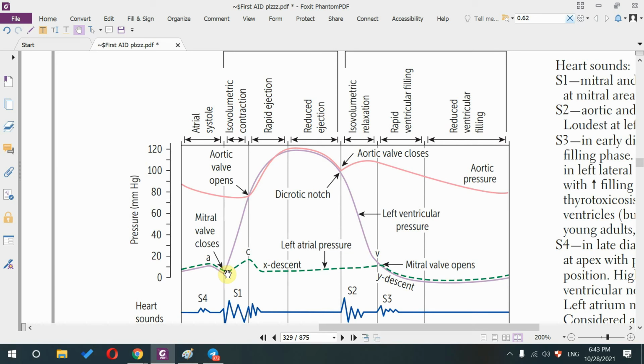How much was the pressure in the left atrium? It was around 12. Okay. So we have passive passage of the blood to the left ventricle. Okay. So then S1 happens. What happens at S1 that is super important for the left ventricle? Well, the mitral valve closes. Well, when the mitral valve closes and the aortic valve at that moment is also closed, so we have isovolumetric contraction in the ventricle. So you can see the pressure inside of the ventricle is rising here.